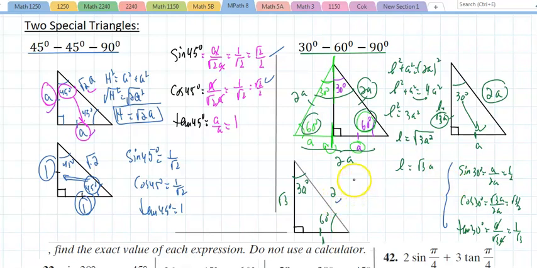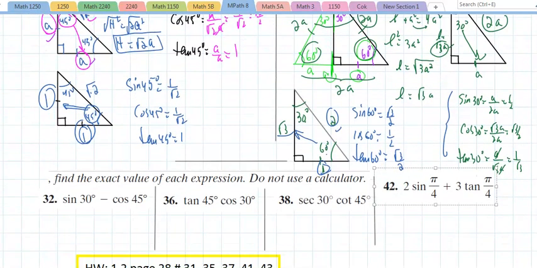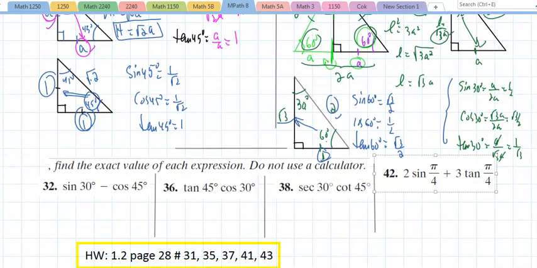And I could figure out also the sine of 60 degrees is the opposite over the hypotenuse. The cosine of 60 degrees is the adjacent over the hypotenuse. And the tangent of 60 degrees is the opposite over the adjacent. And of course, I could figure out the remaining 6 trigonometric functions. Now, I just want to do 4 problems.